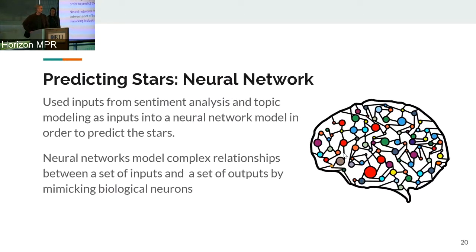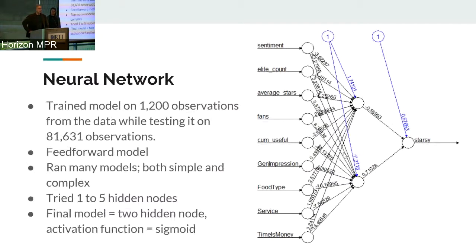So we used a neural network, and we used the sentiment analysis and the topic modeling as inputs into our neural network. As an explanation of that methodology, neural networks generally tend to model complex relationships between a set of inputs and a set of outputs by mimicking biological neurons. So this was our neural network, and it's kind of complicated on there, but you can see that we had 2 hidden nodes.